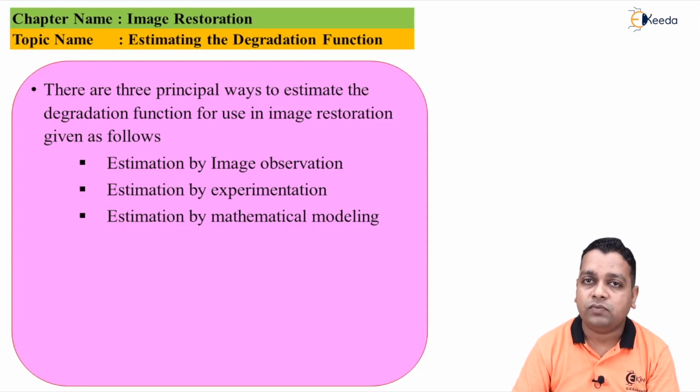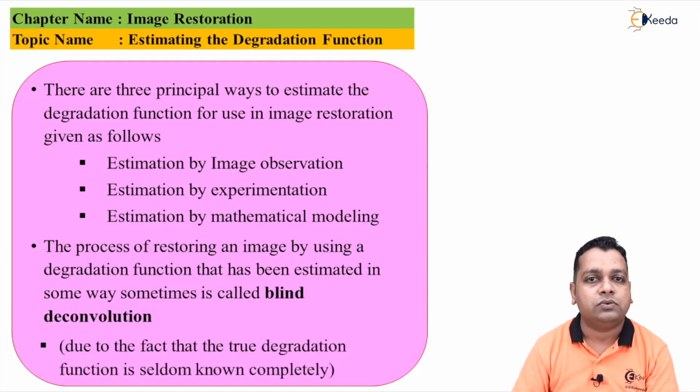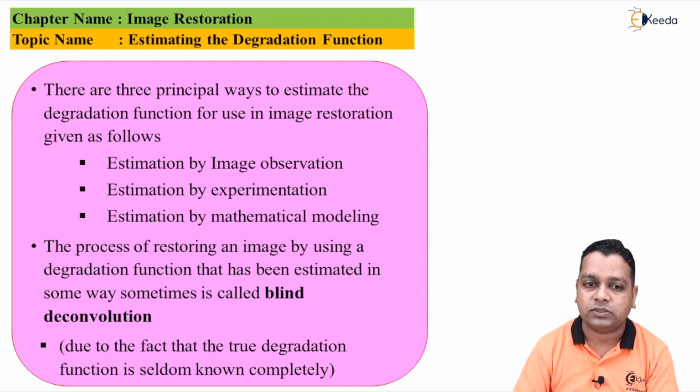All these three ways of estimation have different advantages, and limitations may be there, that we shall be discussing one by one. The process of restoring an image by using a degradation function that has been estimated in some way is sometimes also referred to as blind deconvolution. This is reported most of the time in image processing research domains. So this topic becomes very essential as fundamental knowledge for image processing.